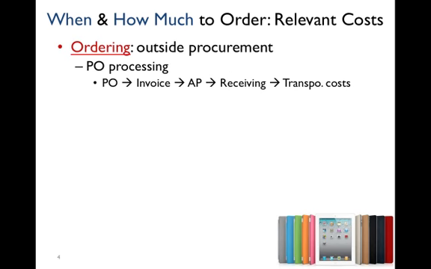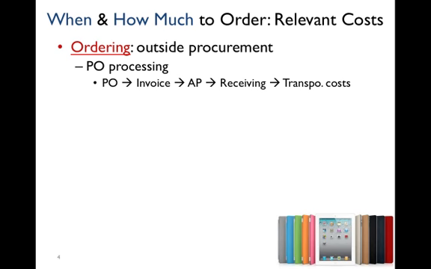The first cost is this ordering. So if I have to place an order, what are the costs involved in that order? If it's too expensive, I may not want to place very many. So this is the cost of your purchasing people who are executing the PO. There's somebody inside who is making a requisition for that.